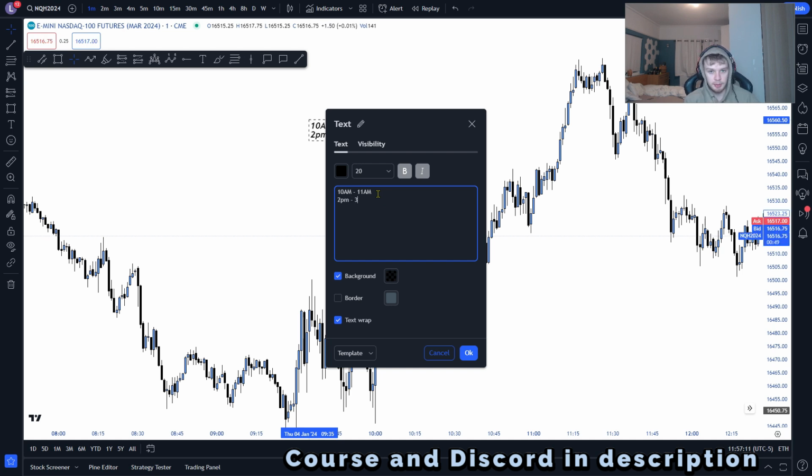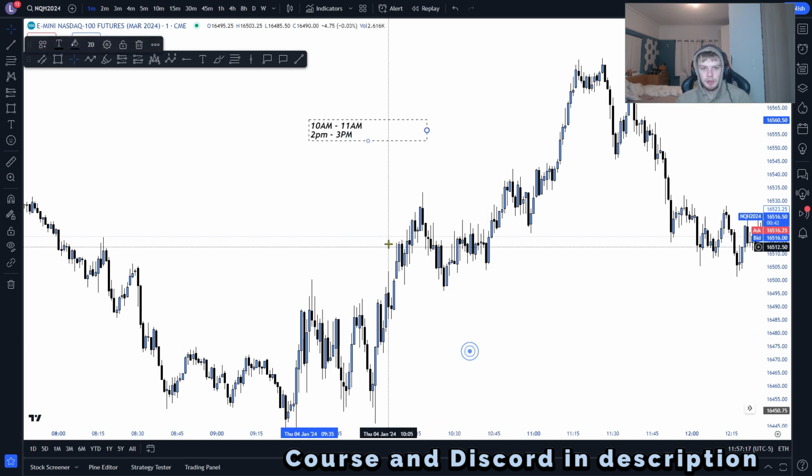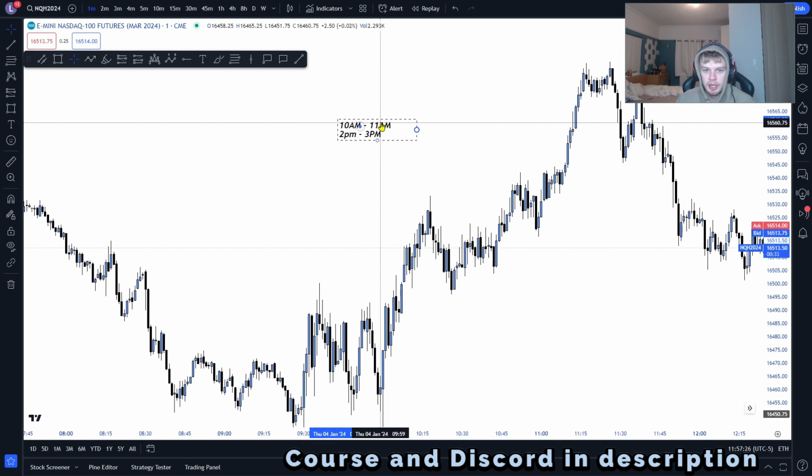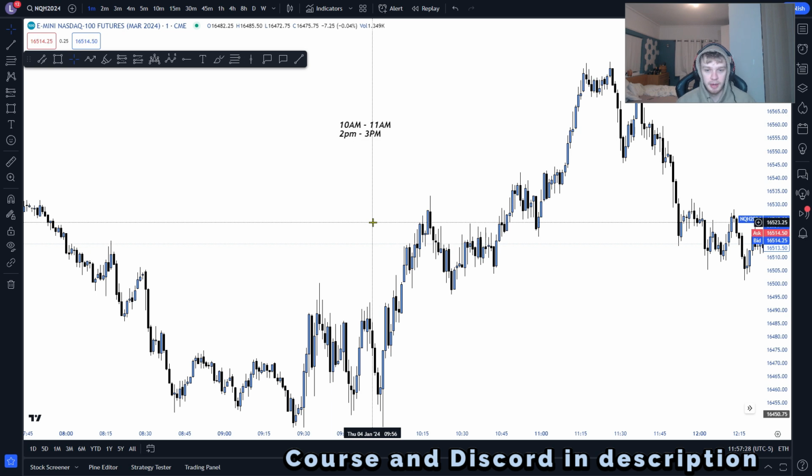You cannot trade them any other time, so you can trade them 2 p.m. till 3 p.m. and 10 a.m. to 11 a.m. in New York time. Okay, you can't trade the Silver Bullet any other time. It just will not work nearly as well. Okay, that is when the macros are.